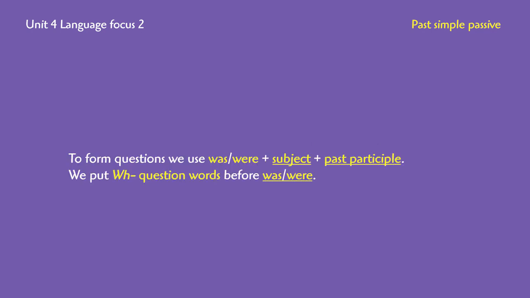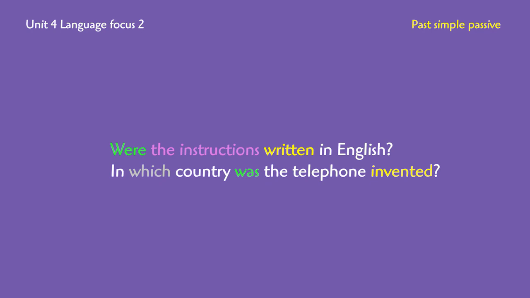To form questions, we use was, were, plus subject, plus past participle. We put WH question words before was, were. Example. Were the instructions written in English? In which country was the telephone invented?